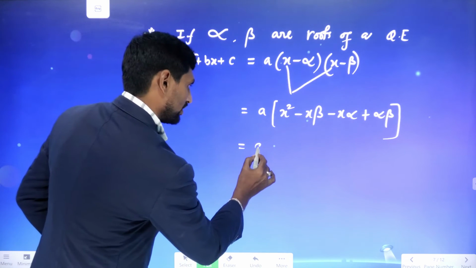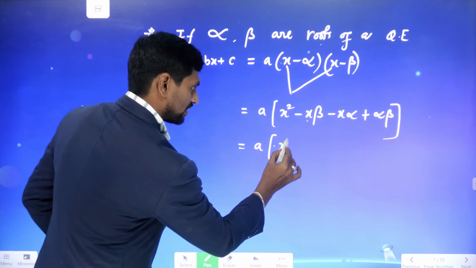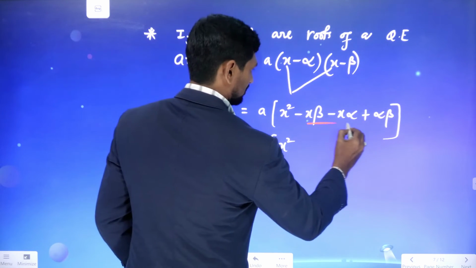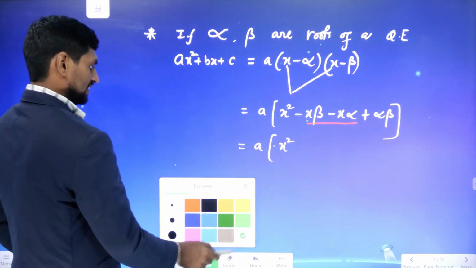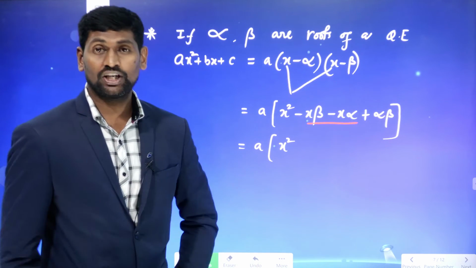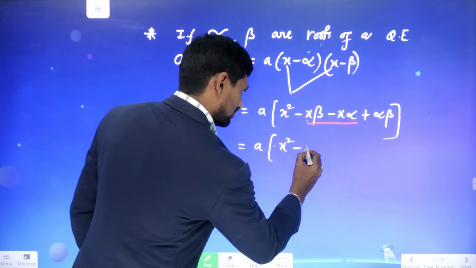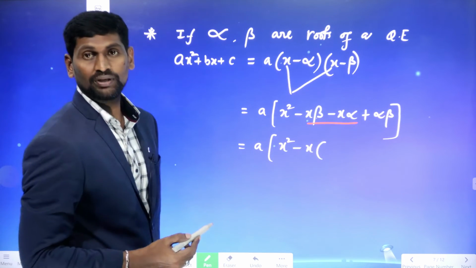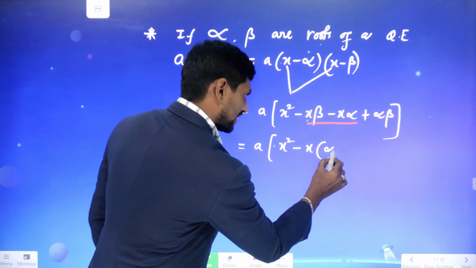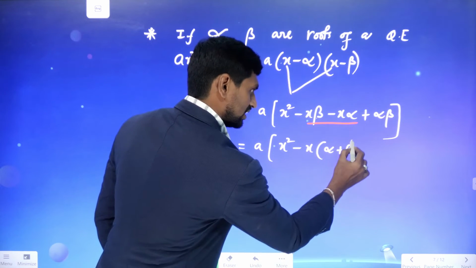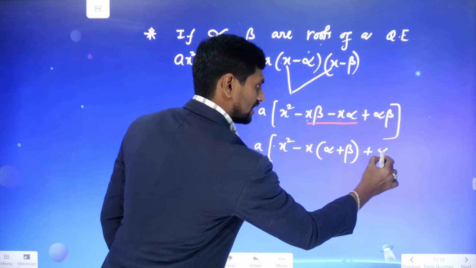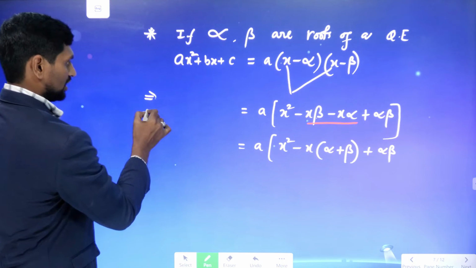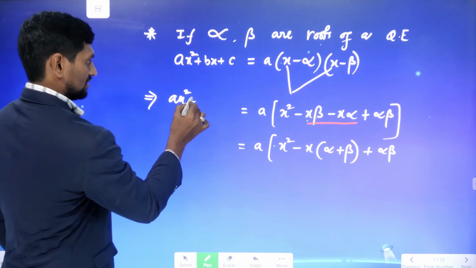That is equal to a into x square. Observe these two middle terms, children, both contain x as a variable. I am taking minus x common. Here beta remains, here alpha remains. So I write in order: alpha plus beta, plus alpha beta. So this quadratic equation continues like this.